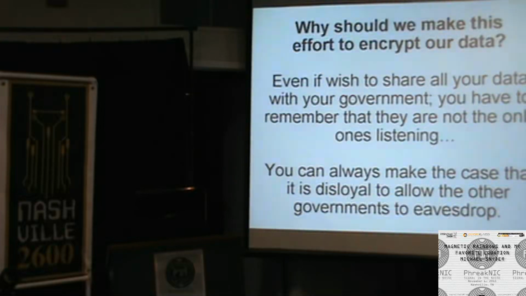It comes back that information is power, and power corrupts. There's really no way around that. Imagine if you were a person who could have all the world's information at your fingertips. Would you use that information correctly? I probably would not. So, long story short, you can always make the case that it is disloyal to allow other governments to eavesdrop on your conversation. If you love the USA, it is disloyal to let China listen to my conversations, and vice versa. Next slide, please.